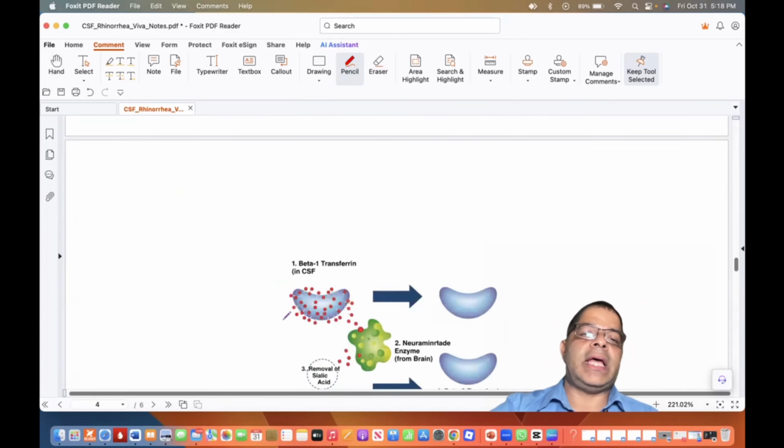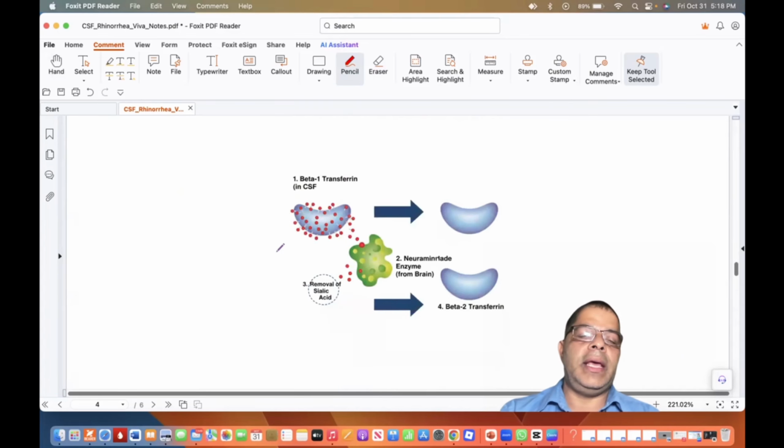If you look at the beta transferrin mechanism, beta 1 transferrin is produced by the liver and goes to the brain. What happens is that there is a cerebral neuraminidase enzyme in the brain.